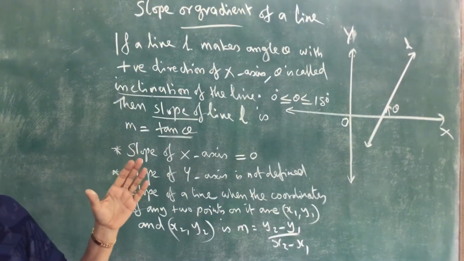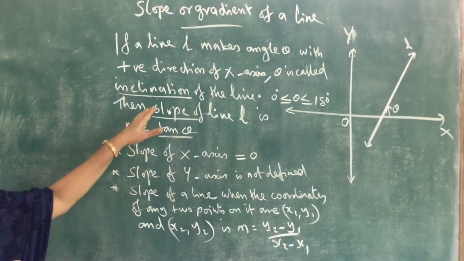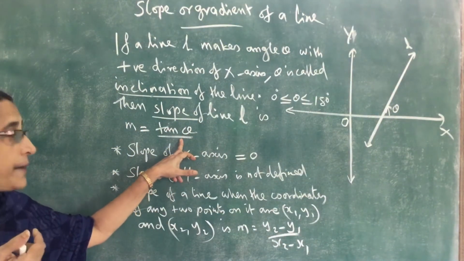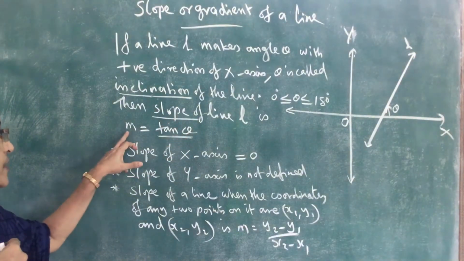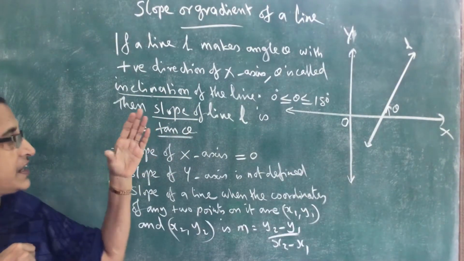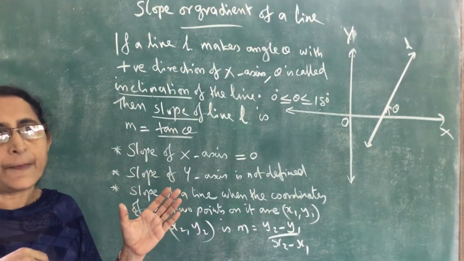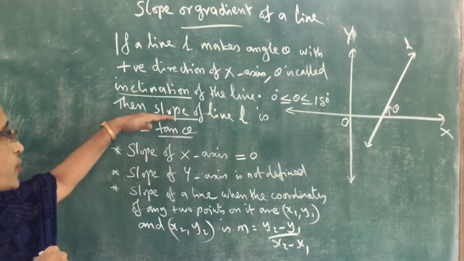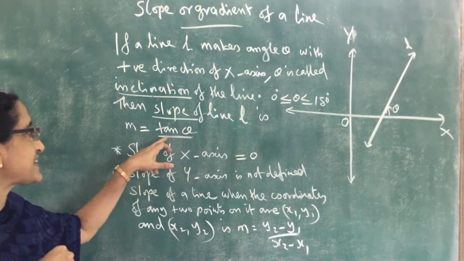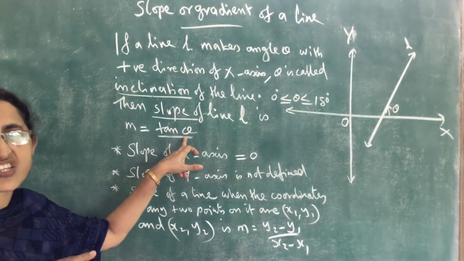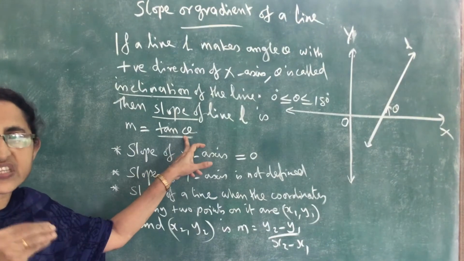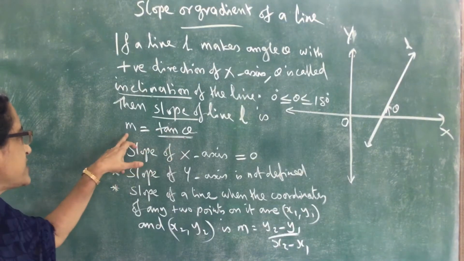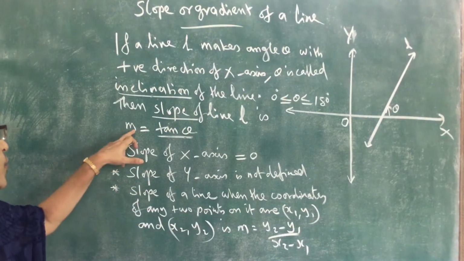And if the inclination of the line is theta, then the slope of the line is defined as tan theta. Slope is always denoted by m, small letter m. Very important definition: slope of a line L is defined as tan theta, where theta is the inclination of the line. That means theta is the angle which the line makes with the positive direction of the x-axis.